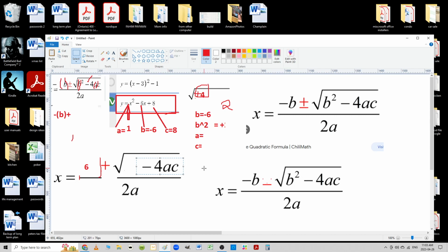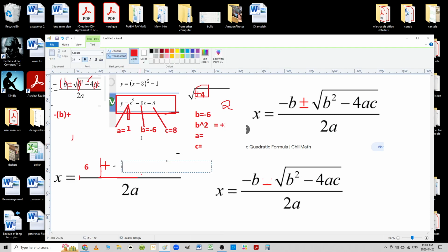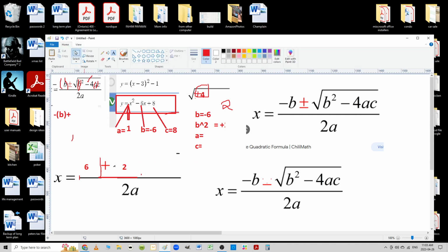What's the square root of 4? Interesting, for the square root of 4, there's two answers, but we're just going to work with the one. Square root of 4 is 2. Right? So we got all this up on top. 6 plus 2. What's 6 plus 2? It's 8. 6 plus 2 is 8.